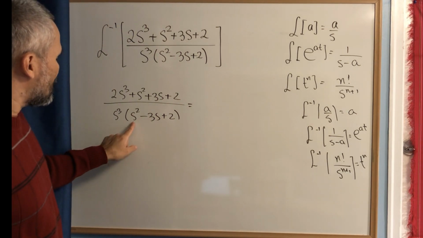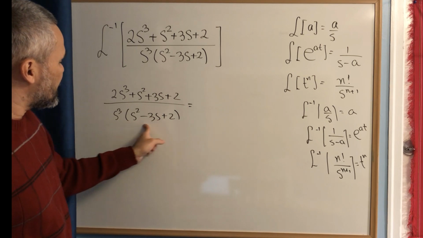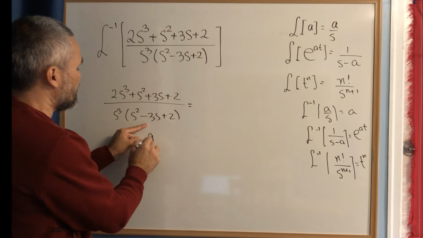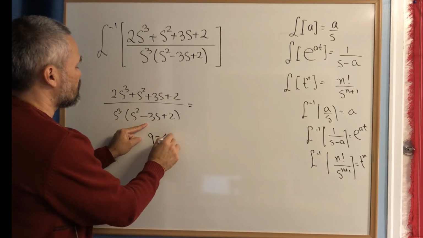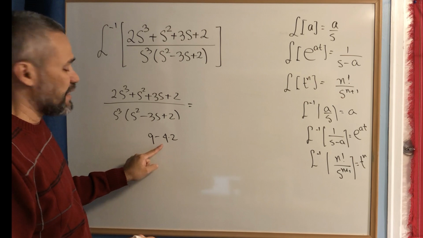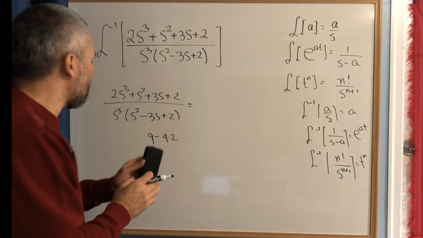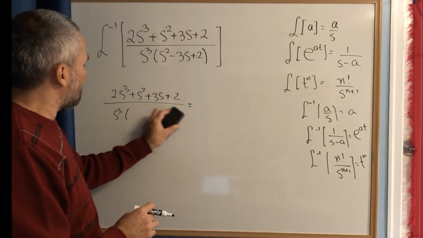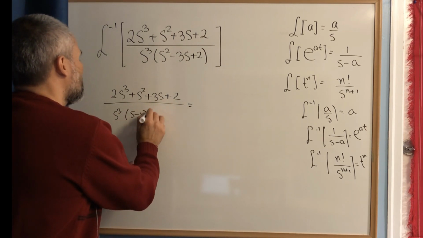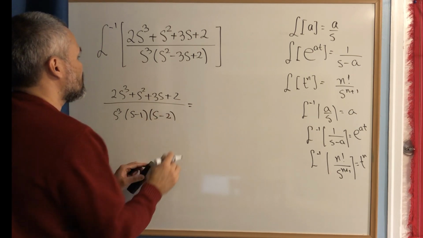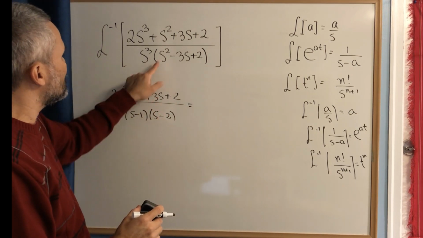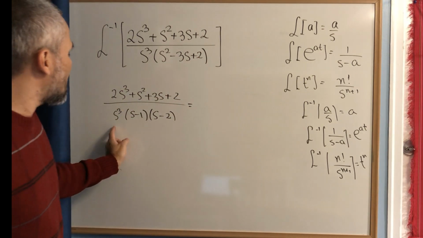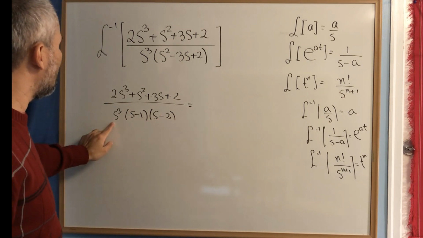Before we start doing partial fractions, we need to check if this is irreducible. To check that, we compute b squared, which is 9, minus 4 times 2. Is this smaller than 0? It is not. That means that we can factor it. Actually, we can factor it as s minus 1 times s minus 2. We can check that s minus 1 times s minus 2 is s squared minus 3s plus 2. Now we have this completely factored.